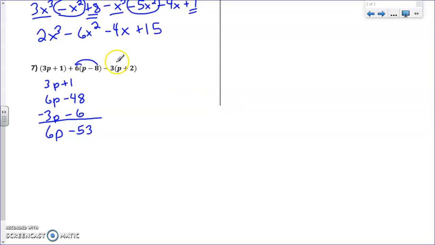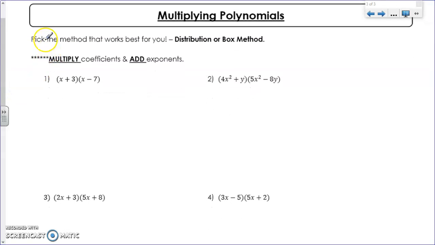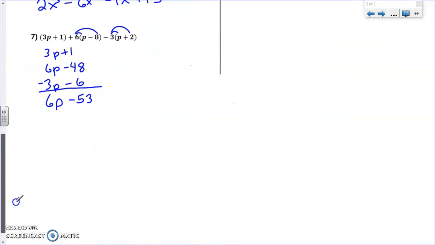No. Don't forget to distribute that to both terms. That is a common mistake. Any questions there? Okay, so let's look at the last part, and that is multiplying. What was it, like 6p? Oh, sorry. It was 6p minus 53.